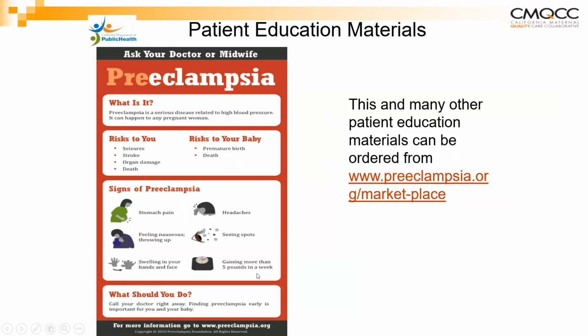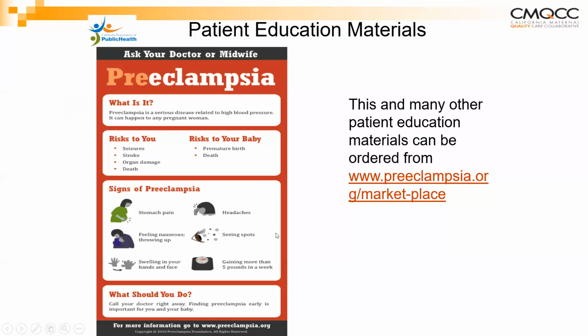And so you can see again, stomach pain, feeling nauseous, throwing up, swelling in your hands and face, gaining more than 5 pounds in a week, seeing spots, headaches. These are all signs of preeclampsia. And whether she's had a history of it or not, every pregnant woman needs to be looked at if she's having these signs. Not waiting for the next doctor's appointment, but going into an urgent care, a physician's office, or a hospital to have this looked at.